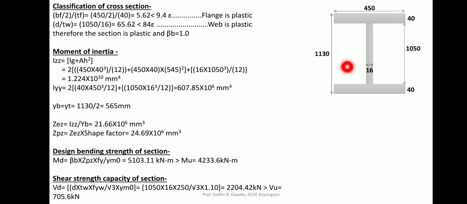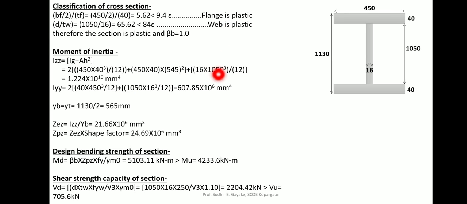So this is the cross section that we are adapting. Now just making the classification, bf by 2 divided by tf, we are getting 5.62, less than 9.4 epsilon, it is plastic. Similarly for d by tw, 1050 by 16 is less than 67 or 84 epsilon, it is plastic. Therefore you can define the cross section is a plastic cross section. Now this same second check for classification is not going to satisfy for condition 2 and condition 3, because intentionally we are failing our web for economy. So same portion will cover in condition number 2 or next video.